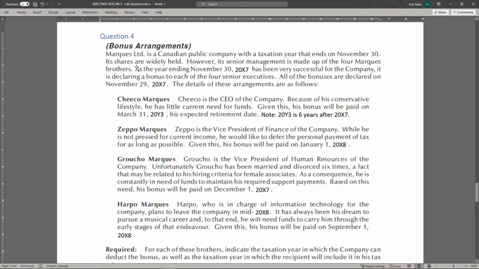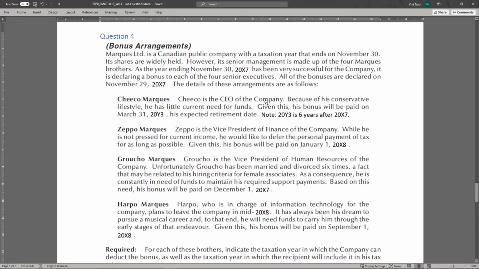So if we go to the question, Marquez Limited is a Canadian public company with a taxation year that ends on November 30th. Its shares are widely held. Its senior management is made up of 4 Marquez brothers. As the year ending November 30th, 20X7 has been very successful for the company, it is declaring a bonus to each of the 4 senior executives. All of the bonuses are declared on November 29th, 20X7, 1 day before the end of the fiscal year. The details of these arrangements are as follows. We'll look at Chico.